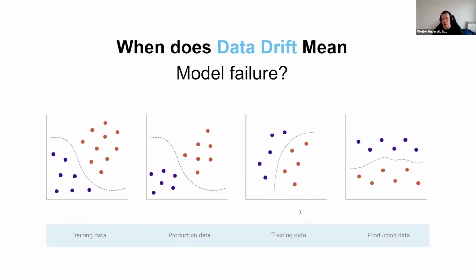this part now. But if data drift in some way induces concept drift, that means that the decision boundary changes. So the decision boundary that was trained by the model is no longer appropriate, and we can expect the model to make more mistakes. So that can result in model failure.